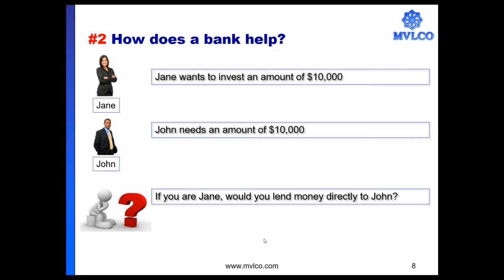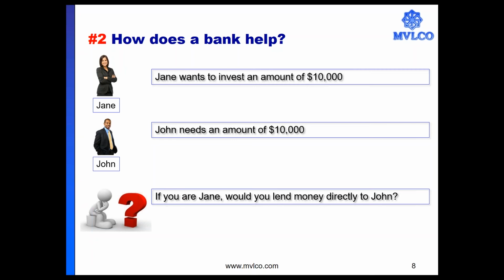Even if Jane knows John, Jane may not know the creditworthiness of John. That is the second point or second problem which you will have. So this problem I'm calling the problem of credit risk. Jane has $10,000. She knows John, but she does not know whether John will repay the money in time or not, and that is the risk of credit. We face a credit risk. John may not pay the money in time to us. So she faces credit risk, and therefore she may not give the money.